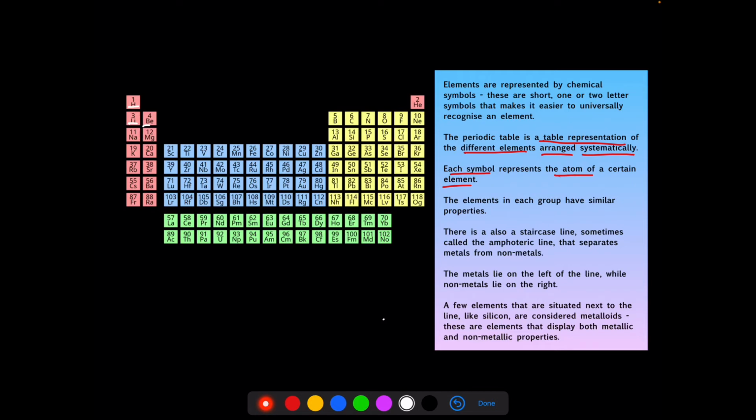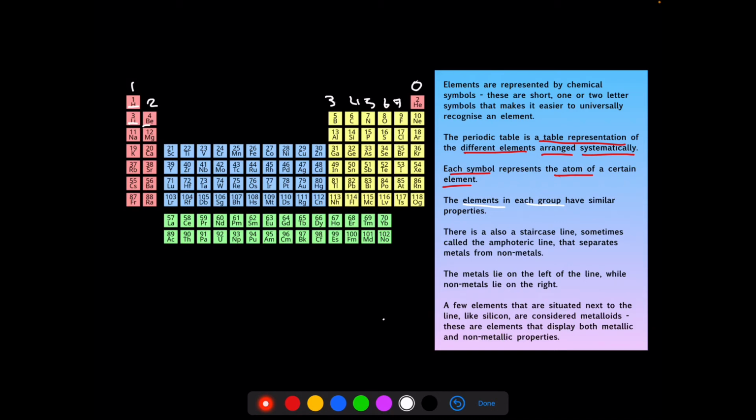Okay, so the elements in each group. So now this is important. We'll come back to this point, but what are groups and periods? This periodic table is bound to have periods and groups, which are rows and columns respectively. So we have all these groups. The groups are the columns. So we have group 1, 2, 3, 4, 5, 6, 7, and we call this one 0. We don't call it 8.